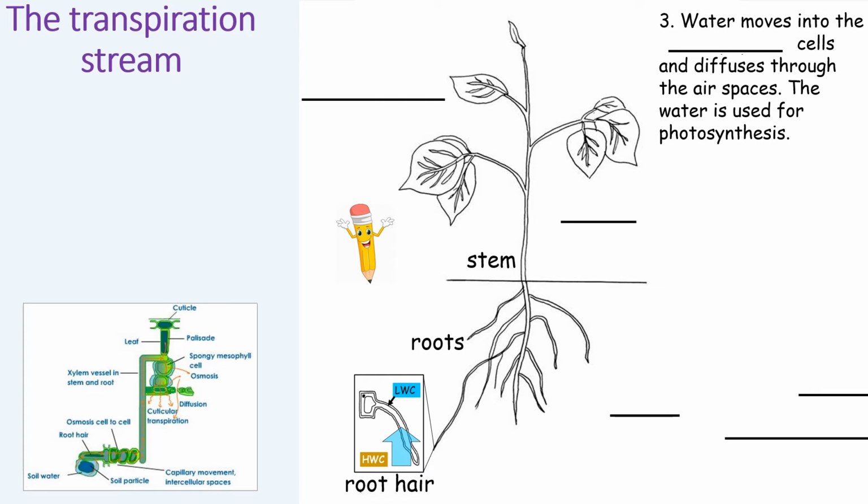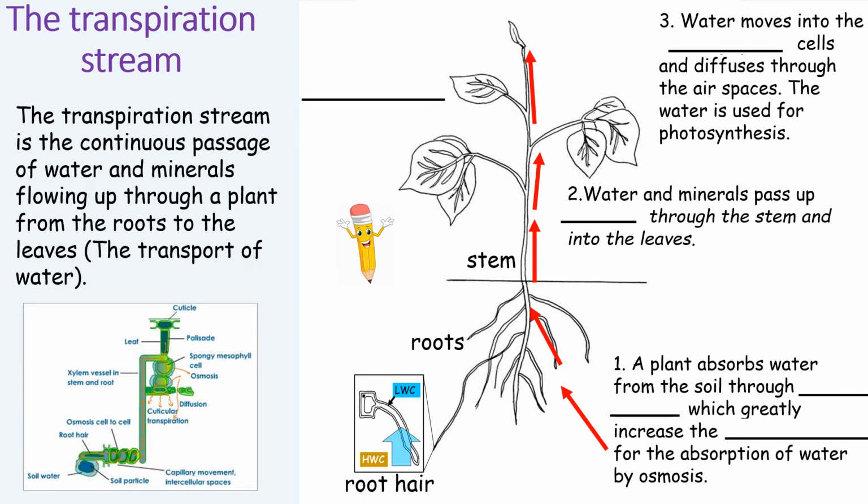You need to know what the transpiration stream is, and you need to know the 4 stages involved in the transpiration stream. The transpiration stream is the continuous passage of water and minerals flowing up through a plant from the roots to the leaves. So basically it's the transport of water. So if you get asked what the transpiration stream is, you want to say it's the continuous passage of water and minerals flowing up through a plant from the roots to the leaves.